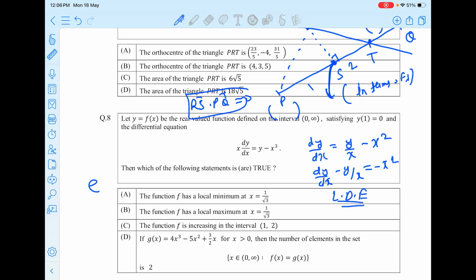So what's the integrating factor? e power integral of P dx. So from here you will get 1 by x. What will be the solution? y by x is equal to integral of minus x square by x dx.